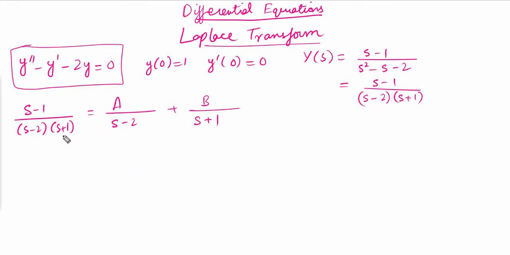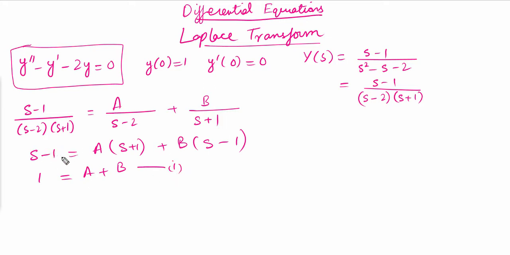Now I'll multiply both sides by the denominator. On the left side I will have s minus 1, on the right side I will have A times s plus 1 plus B times s minus 2. Now I will find out the values of A and B by comparing the coefficients. The coefficient of s on the left side is 1, and on the right side it's A plus B. So this is the first equation. For the second equation, the constant on the left side is minus 1, and on the right side we have A minus 2B.